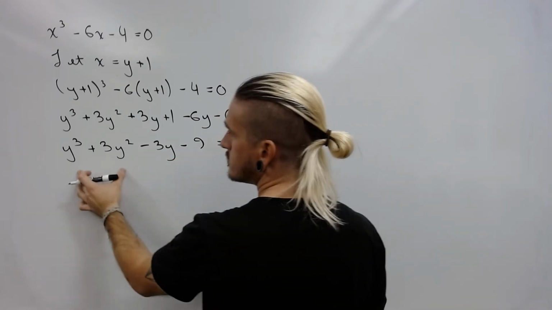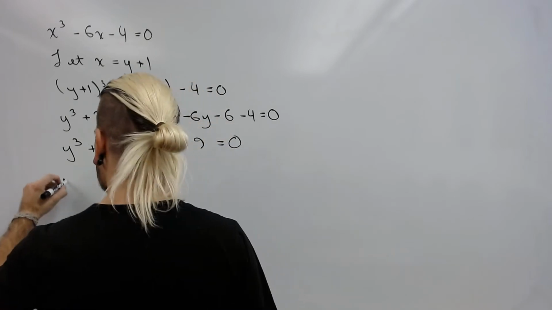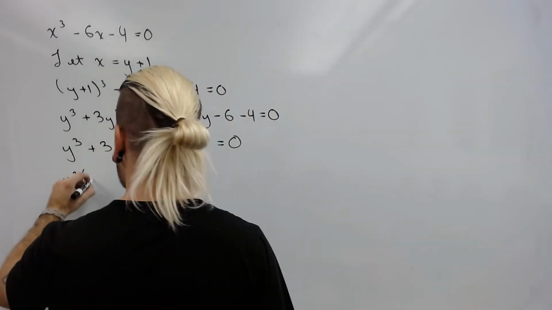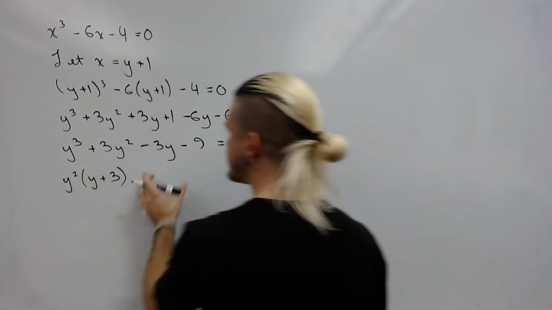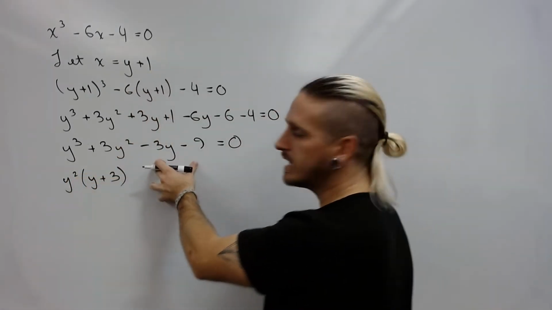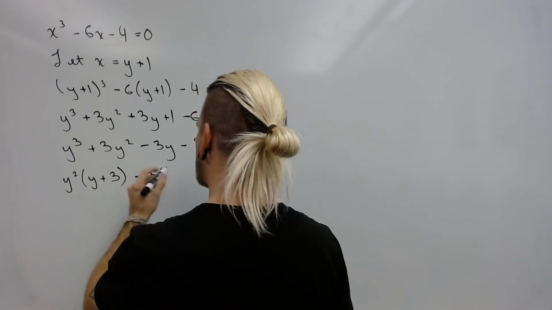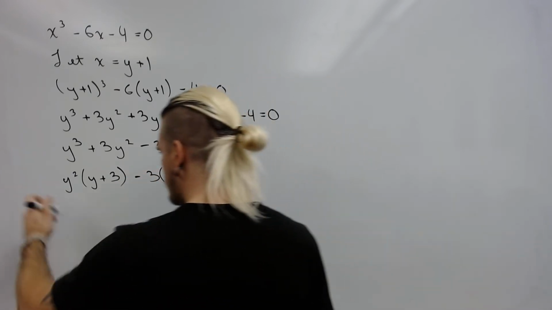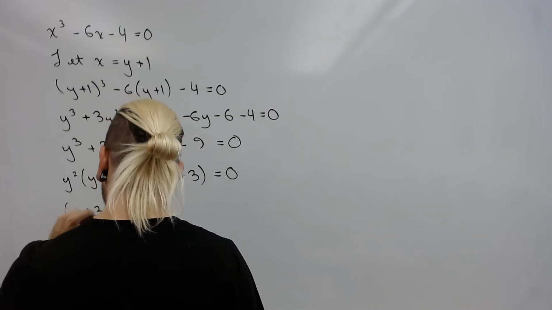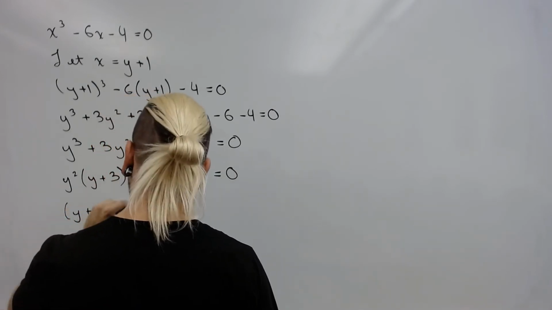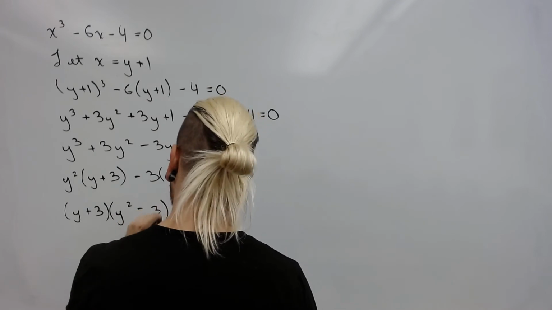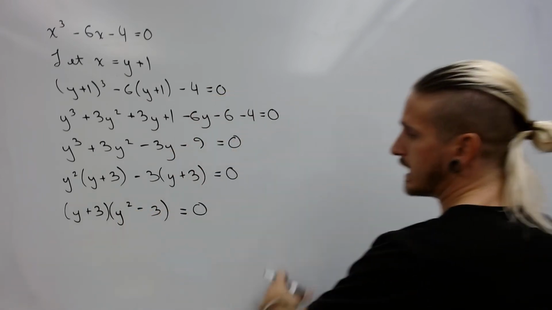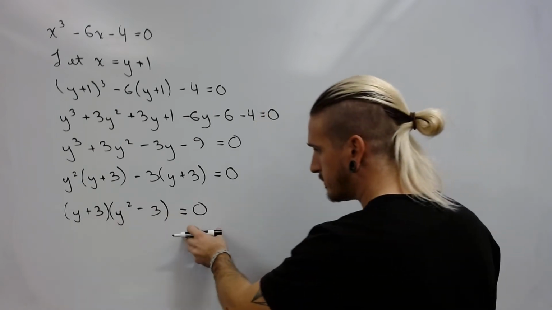So from the first 2 terms, we can take out a y squared, which leaves us with y plus 3. From the second 2 terms, we can take out a negative 3. This as well leaves us with y plus 3. Then we pull out the y plus 3, which leaves us with y squared minus 3. All right, good. So we now have it factored. We can take each of those factors individually and set them equal to 0.